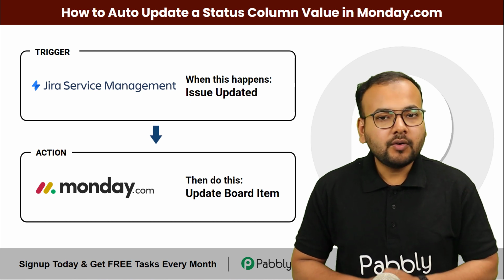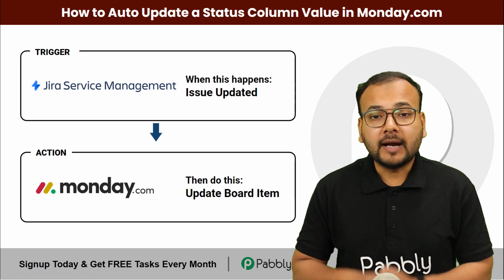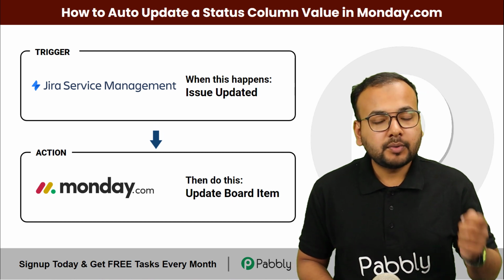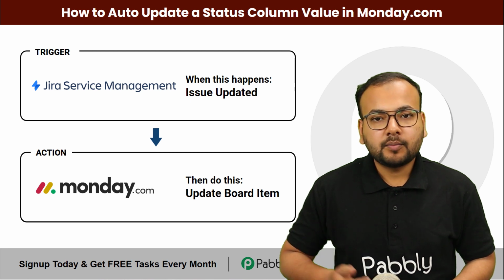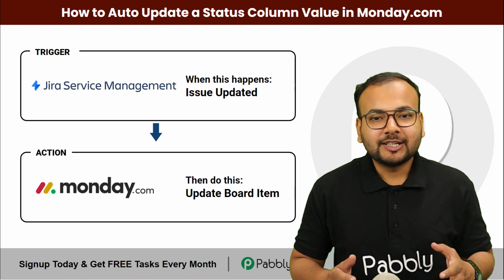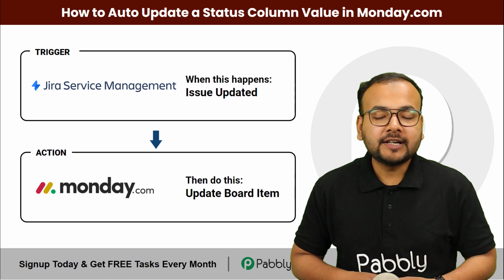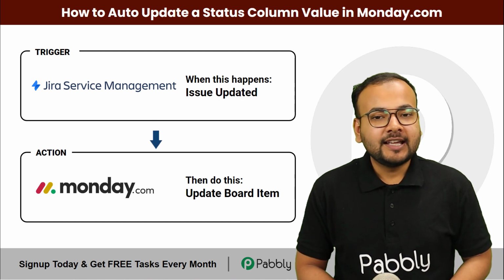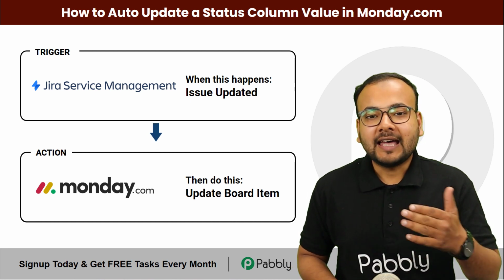I'm going to show you how you can update status column values inside monday.com automatically. Guys, if you're working in a big company or handling large projects, you probably use Jira and monday.com together for managing your project efficiently. Well, if that's the case, imagine having a board in monday.com whose status column updates automatically whenever you resolve any issue in Jira. Sounds like magic, guys? Then buckle up because we are going to make this magic happen.